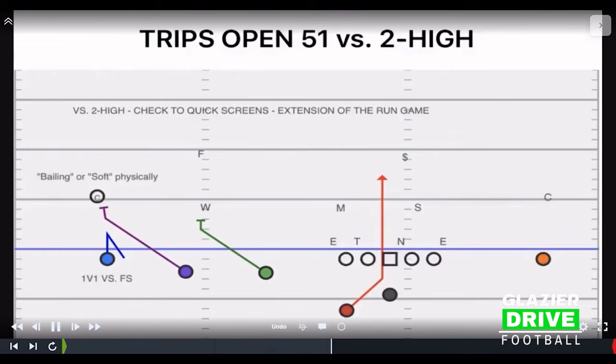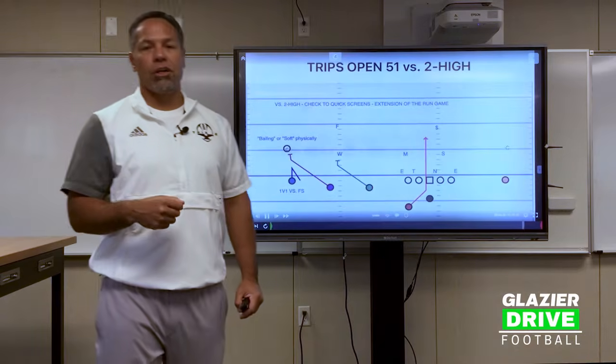So first of all, when we look at a two-high look, we're either going to run the ball or we can run quick screens really well. We're going to talk about how to block it just briefly, because that's going to be a whole other topic if we just talk about the blocking. But the five linemen will identify the five guys that they're going to block.